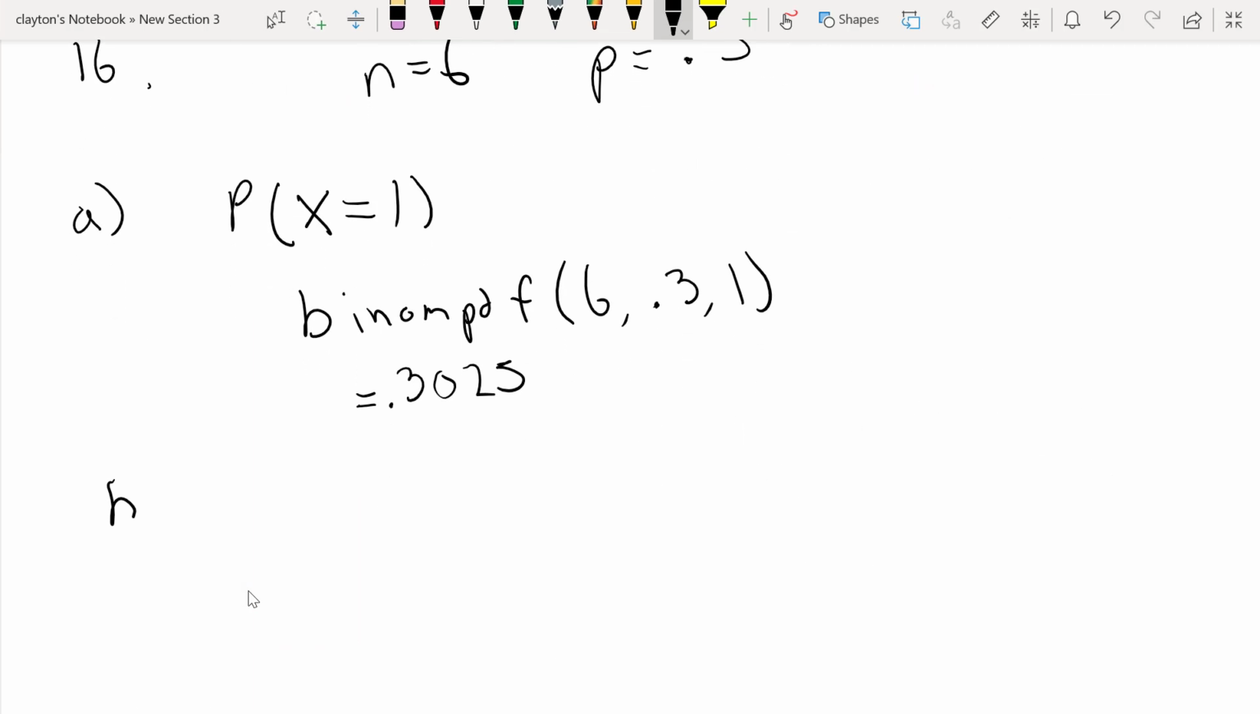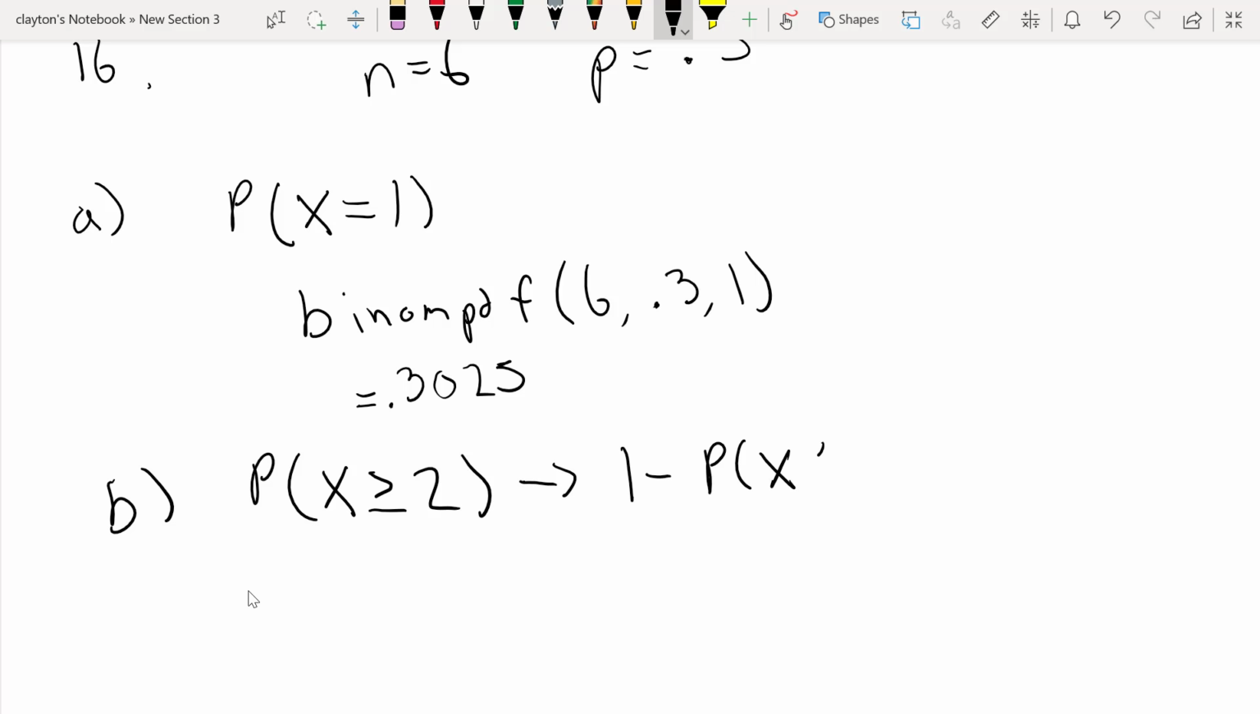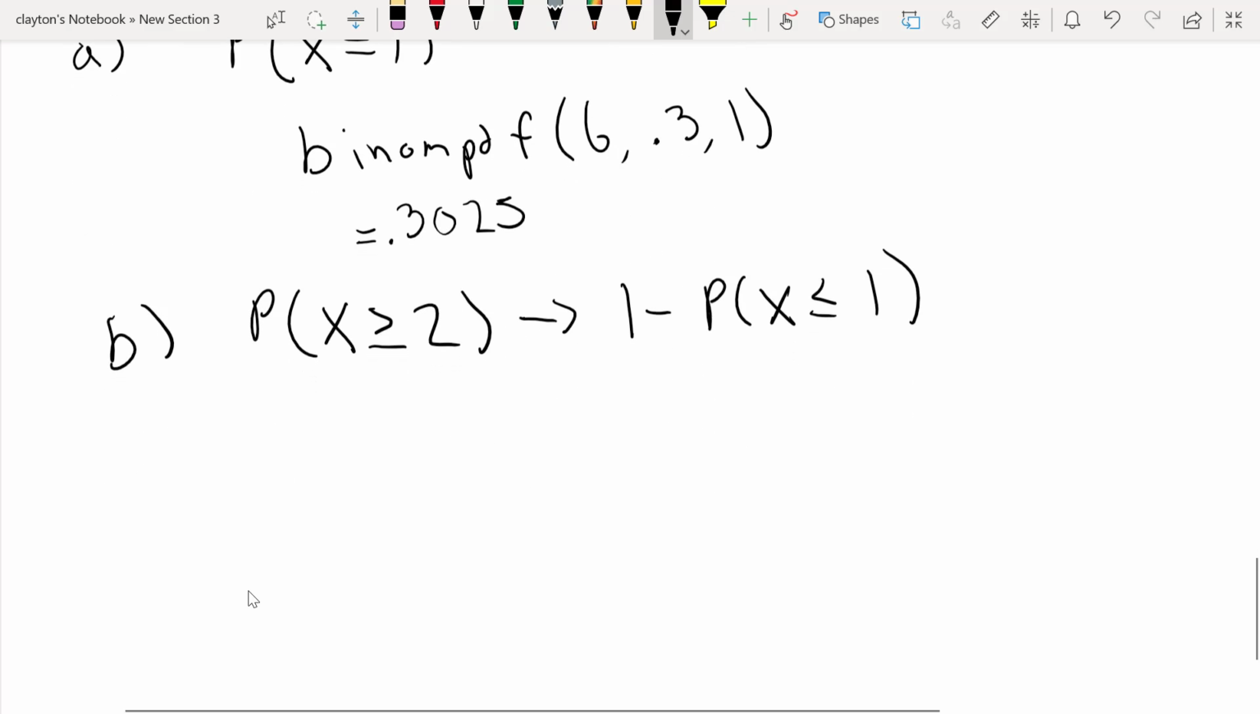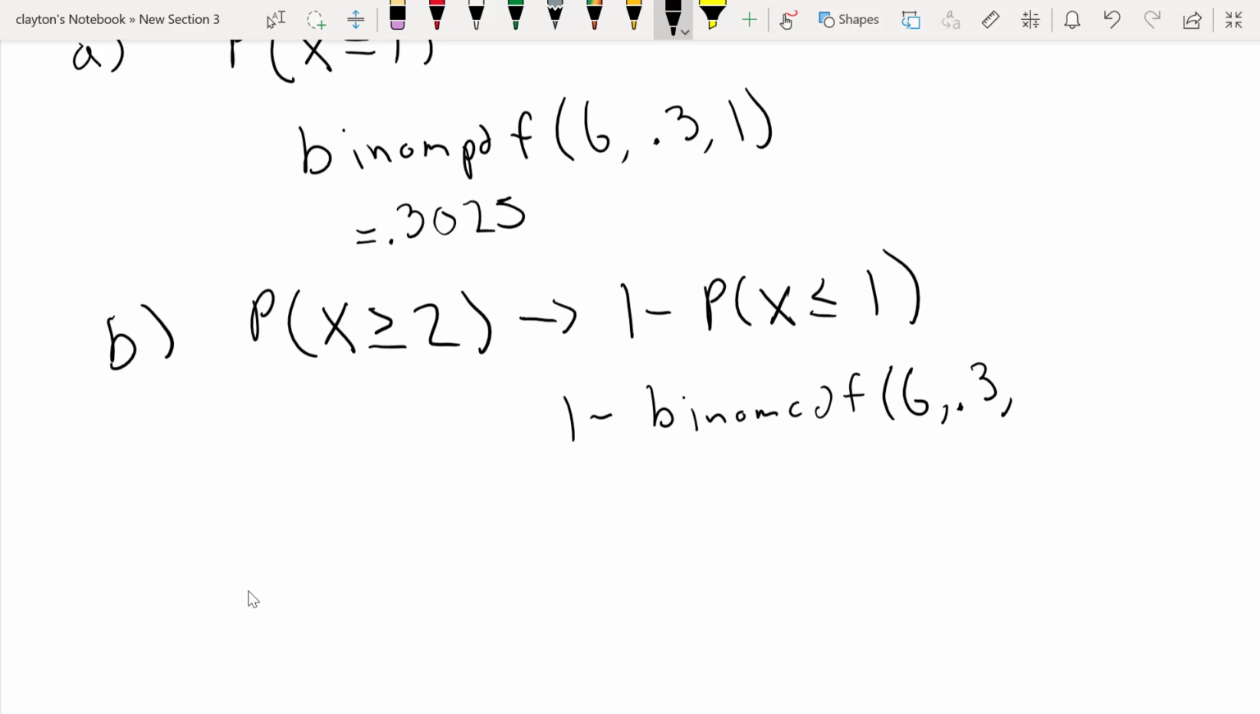And then for part B, let's read this. It says find the probability that at least 2 of them are defective, meaning the probability that X is greater than or equal to 2. And remember, binom CDF doesn't give us greater than. It only gives us less than. So this is the same as 1 minus the probability that X is less than or equal to 1. Right? So in other words, this is going to be 1 minus binom CDF of 6, 0.3, and 1.